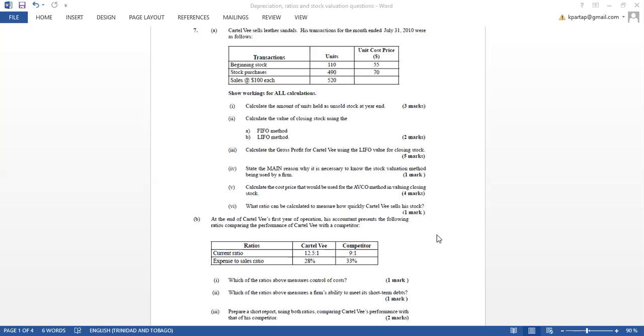Can you repeat the answer for the LIFO, please? Sure. Okay, so when we're dealing with the LIFO part of it, remember LIFO is last in, first out. So the last set of goods to come in, we are taking from there first.